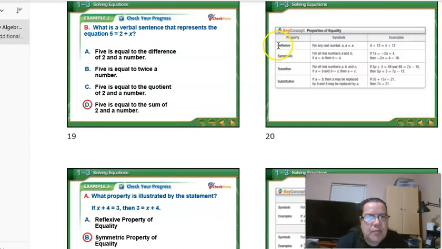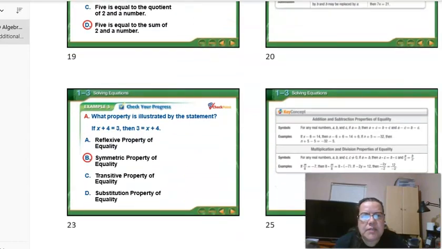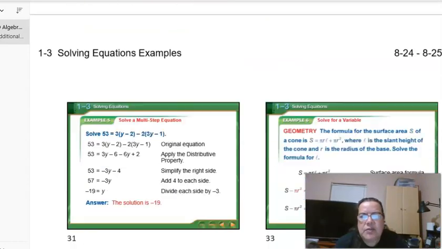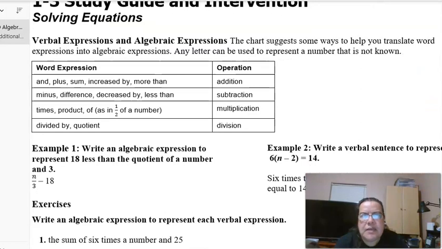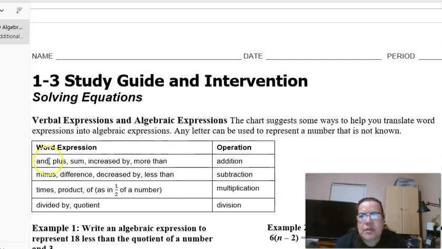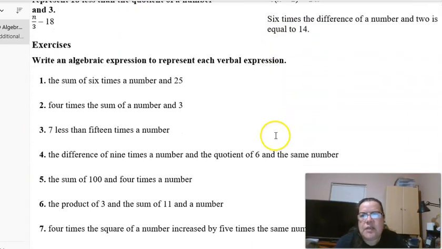If you notice, the properties that I already mentioned are listed here. So just, do another quick review. It gives you some examples of the actual properties. So let's have a look at the actual guide and intervention. So here, just read the information that they give you and then try to do some of the problems.